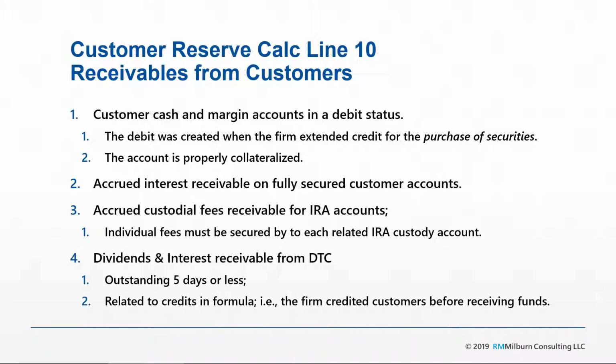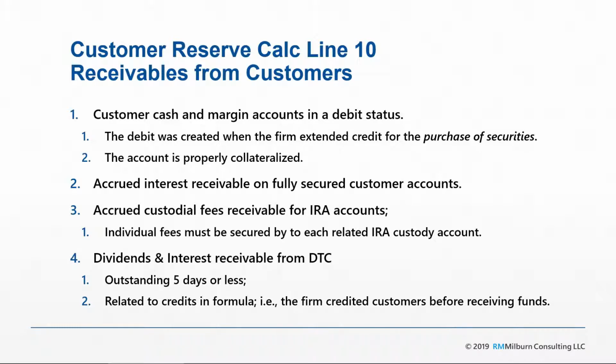2 and 3 are accruals. One is for interest receivable on fully secured customer accounts, or if you are charging custodial fees for IRA accounts, you can include that accrual also. And also any dividends and interest receivable from DTC has to be outstanding 5 days or less.